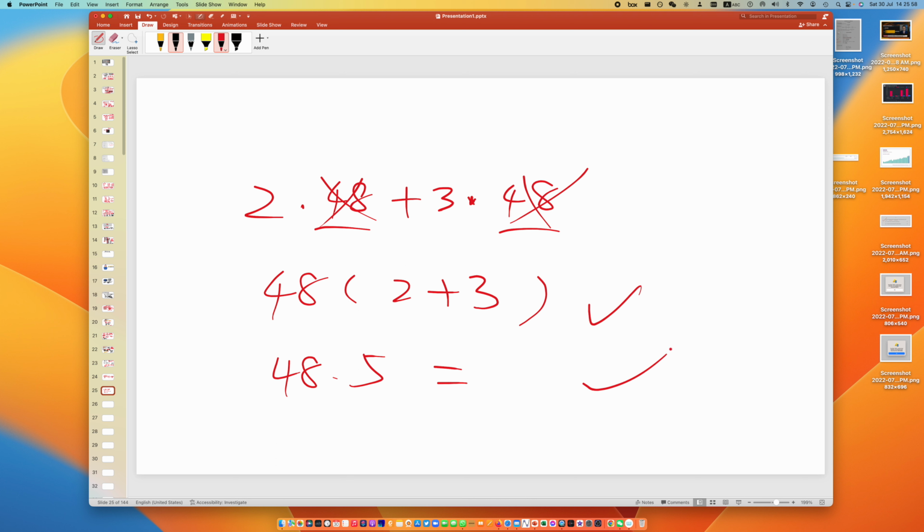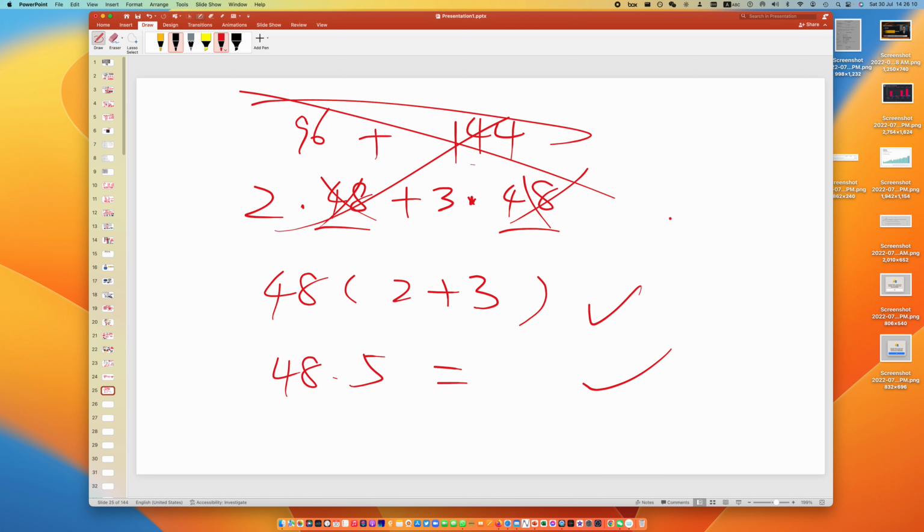You should do it this way, instead of using your calculator: 2 times 48 is 96, and this one is 144. You must do it this way, factorization. You learn factorization and you must use factorization. Understand or not? Okay, good.